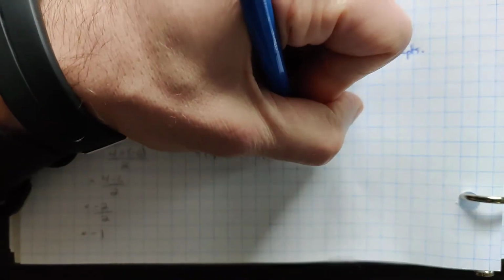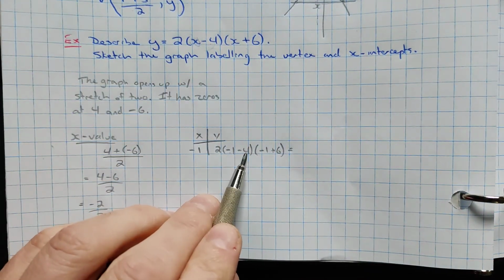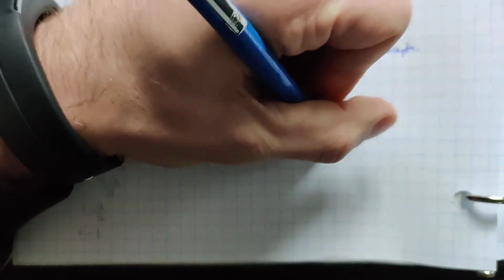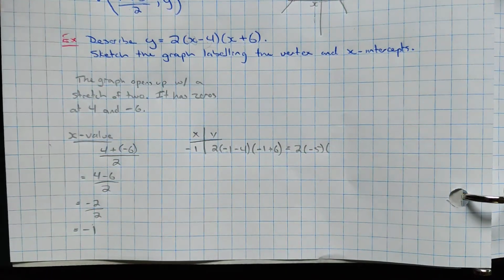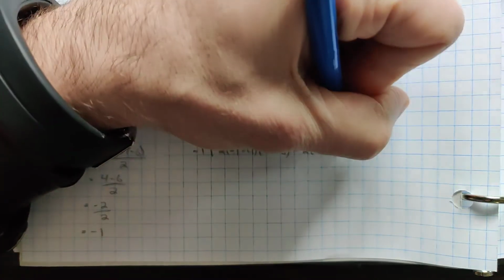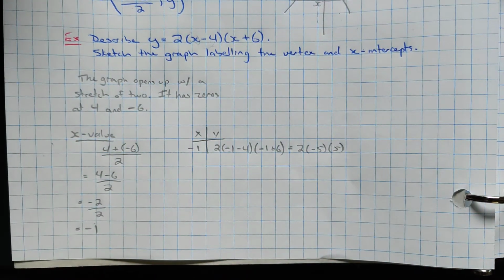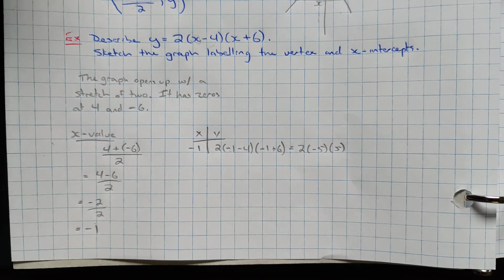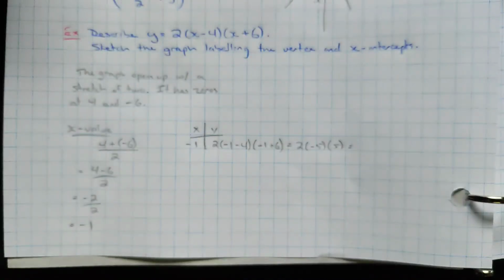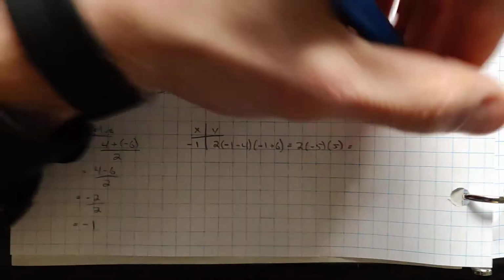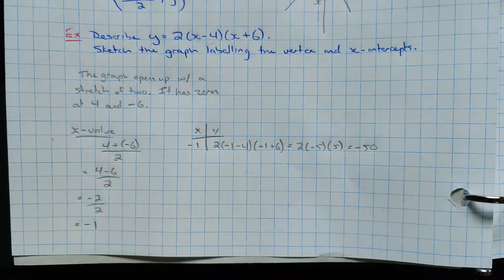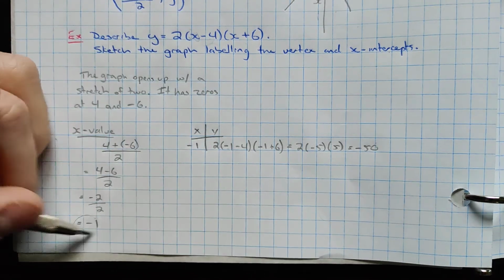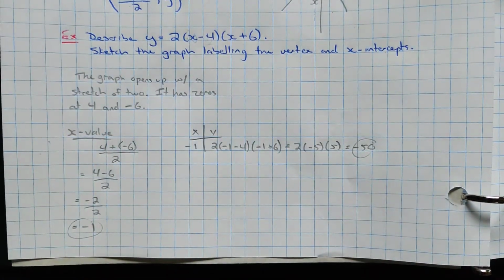Anyways, we calculate that out, and we have -1 minus 4, that's going to be -5. So we got 2 times -5 times -1 plus 6, that's going to be +5. And now we have 2 times -5 times +5. 2 times -5 is -10. -10 times 5 is going to give me -50. So there is the y value of the vertex. So the vertex is at -1 and -50.